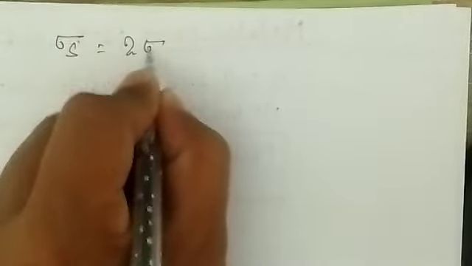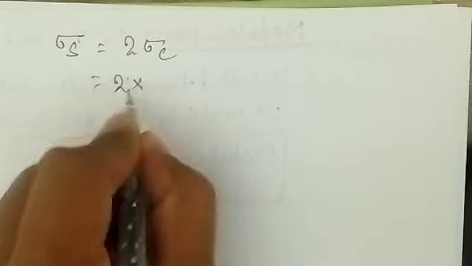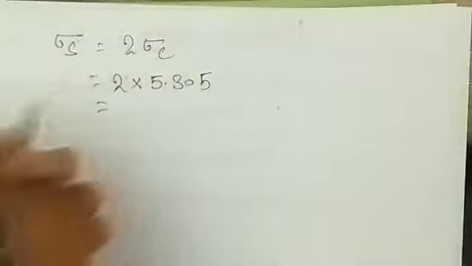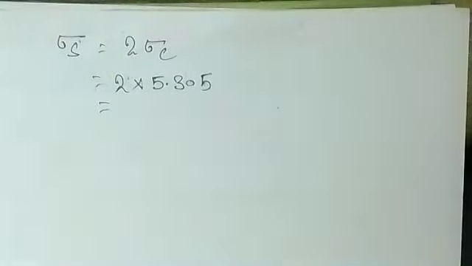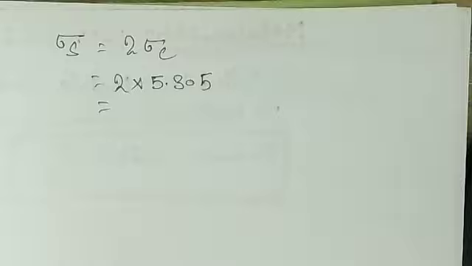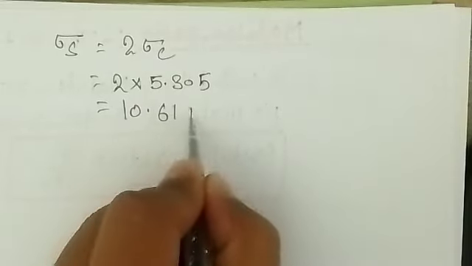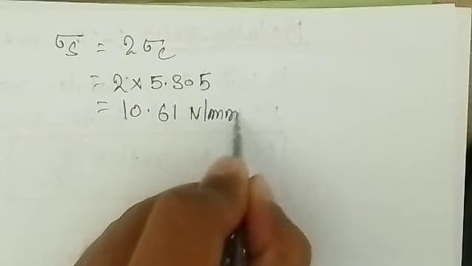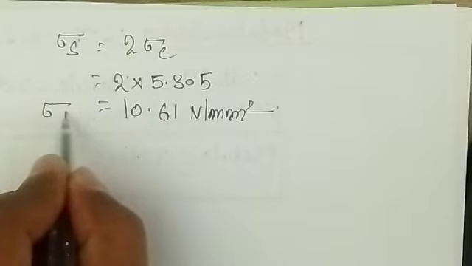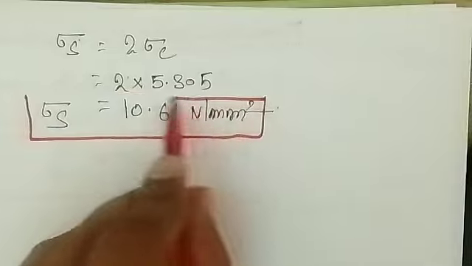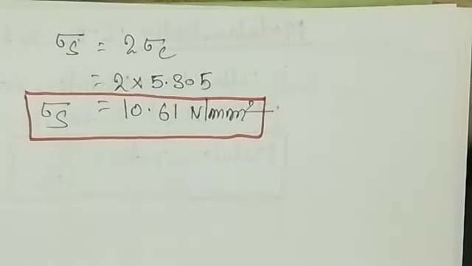That is, sigma S is equal to 2 times sigma C, that is 2 into 5.305, which is nothing but the answer into 2, so 10.61, right? So the stress in steel is 10.61 Newton per mm square. The question is that we have to find out the load share in the steel and copper. So stress in steel we got.